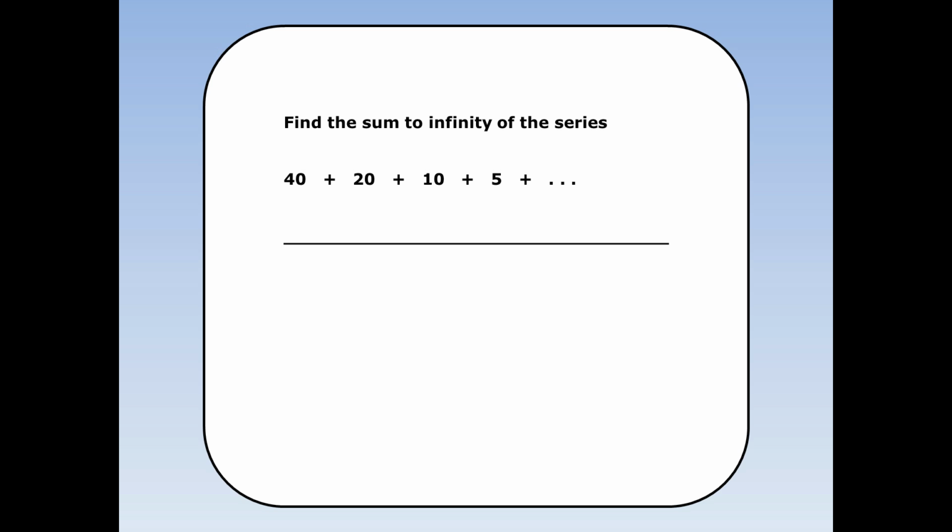Find the sum to infinity of the series 40 plus 20 plus 10 plus 5. For this series, a is 40 and r is a half. Write down the formula, a over 1 minus r. Substitute in a is 40 and r is a half. And the sum to infinity is 80.